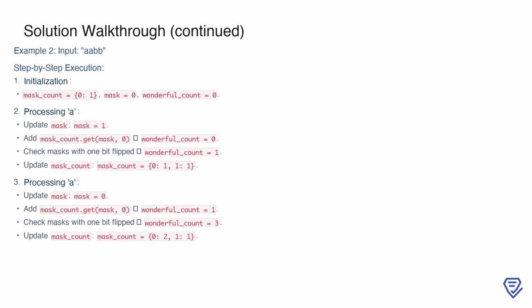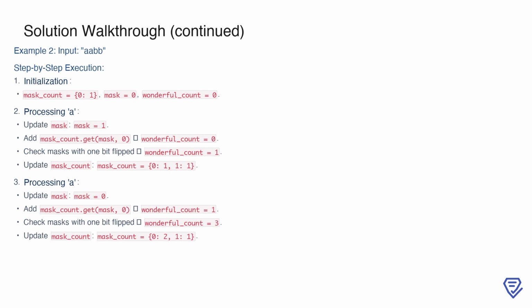Next, we process the second character, another a. Flipping the bit 4 again toggles the mask back to 0. This mask has been encountered once before, so we add its count from mask_count, which is 1, to wonderful_count. This brings the count up to 2.